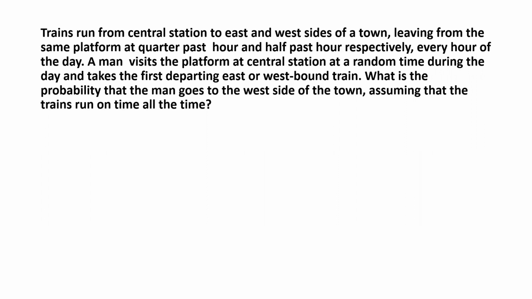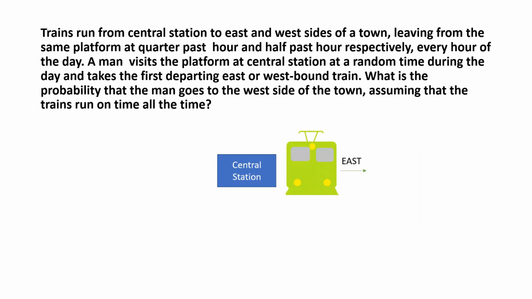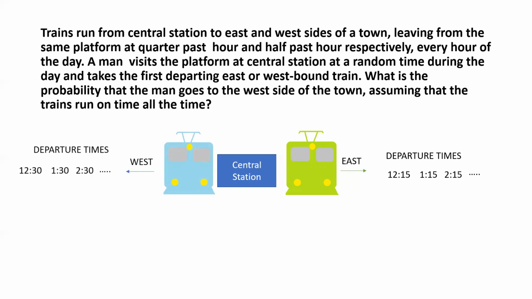So let's look at this problem. We have the central station here, and then we have the eastbound train, and the departure times of the eastbound train are 1/4 every hour. So they go like 12:15, 1:15, 2:15, so it's 15 minutes past the hour. And for the westbound train, the departure times are 30 minutes past the hour. So it's 12:30, 1:30, 2:30.